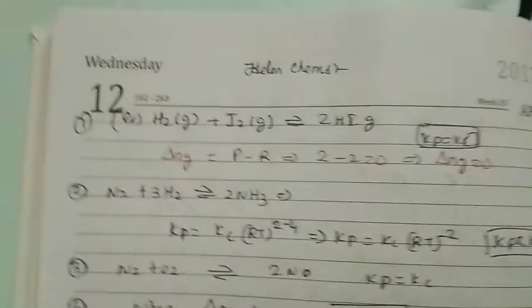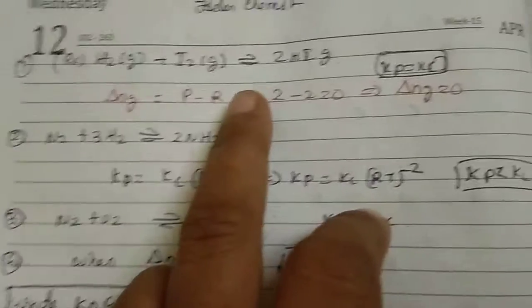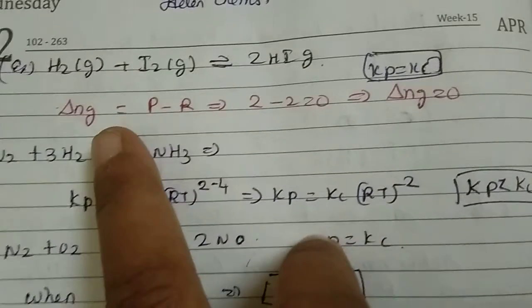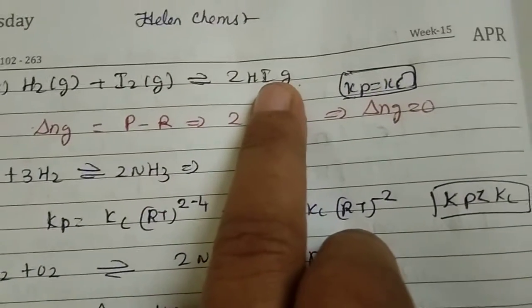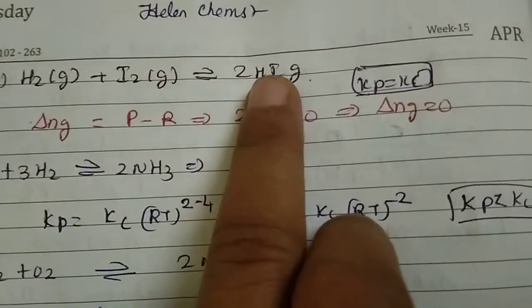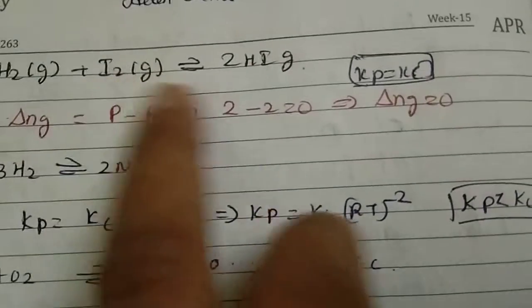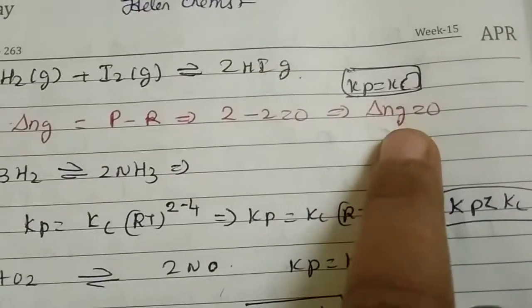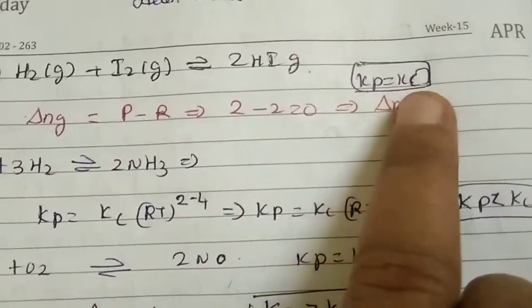Next example, H2 plus I2, we are getting 2HI. Delta Ng equals product minus reactant. So 2 moles of product, 2 moles of reactant, 0. So delta Ng value is 0. So Kp equals Kc.